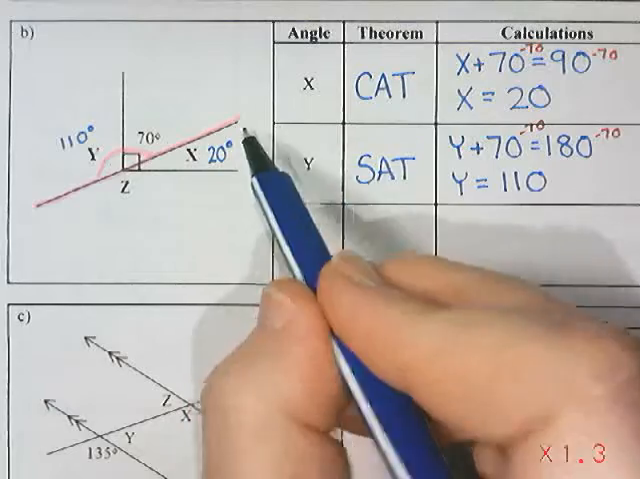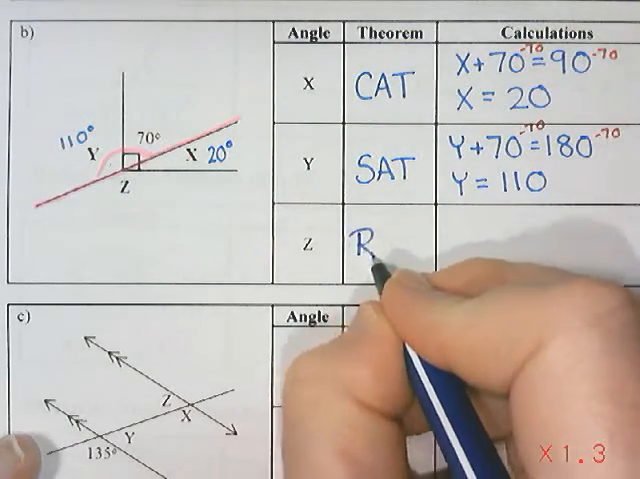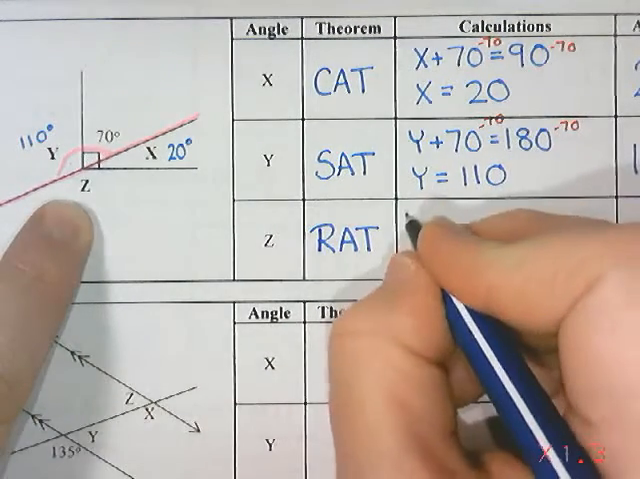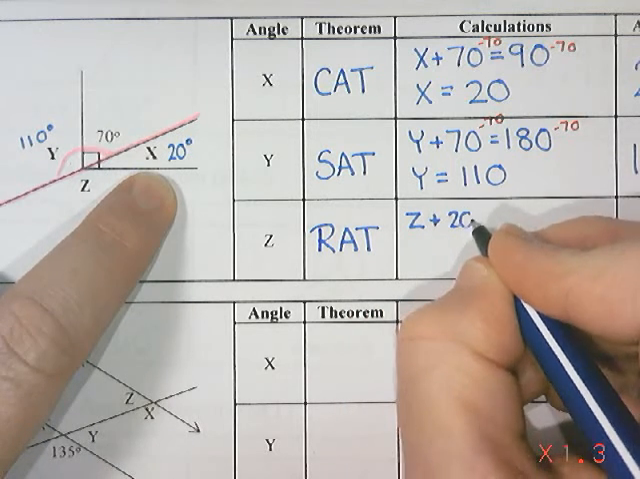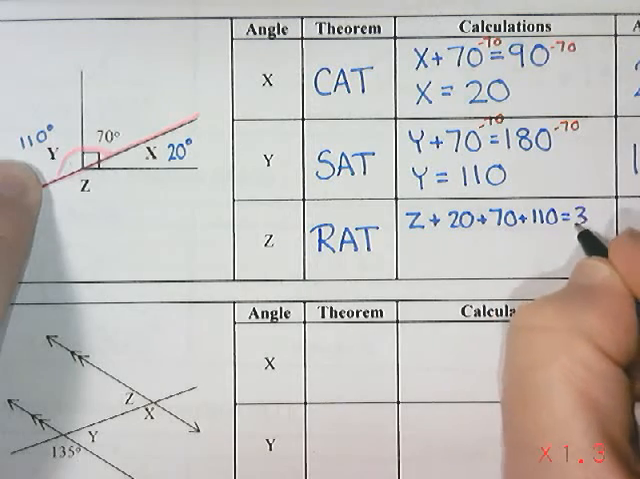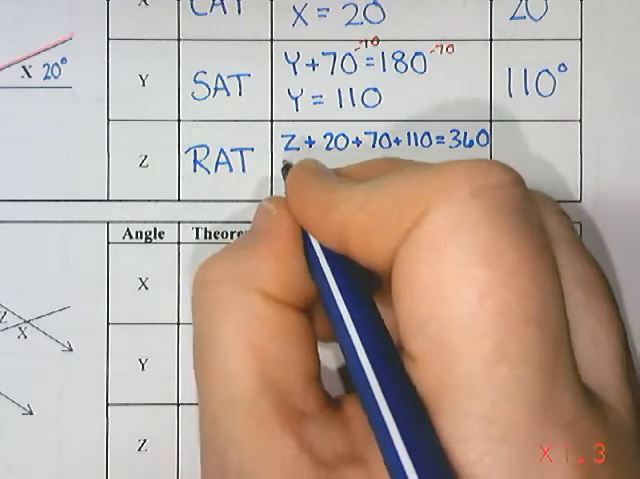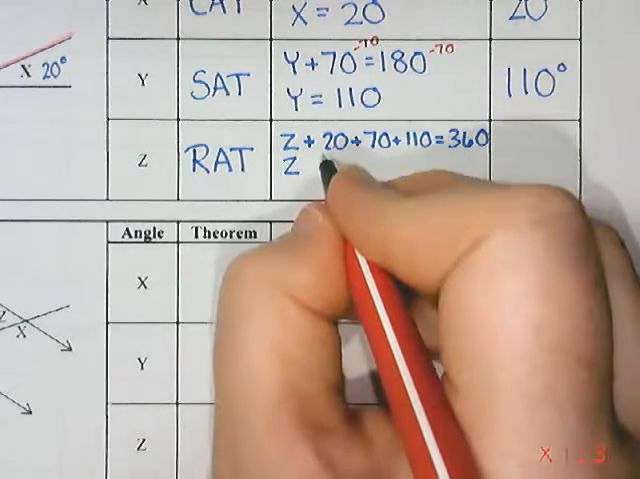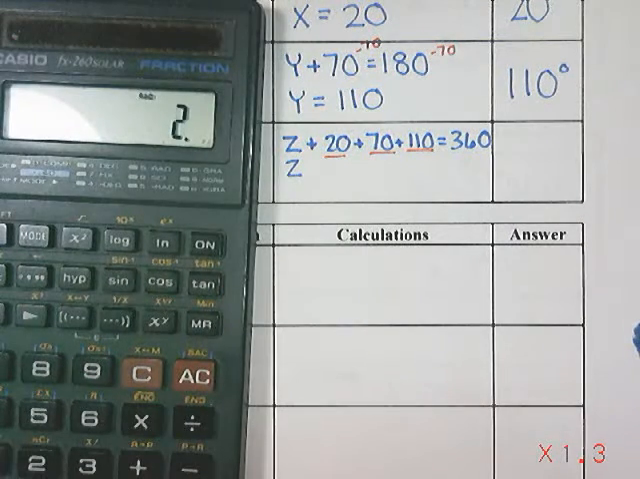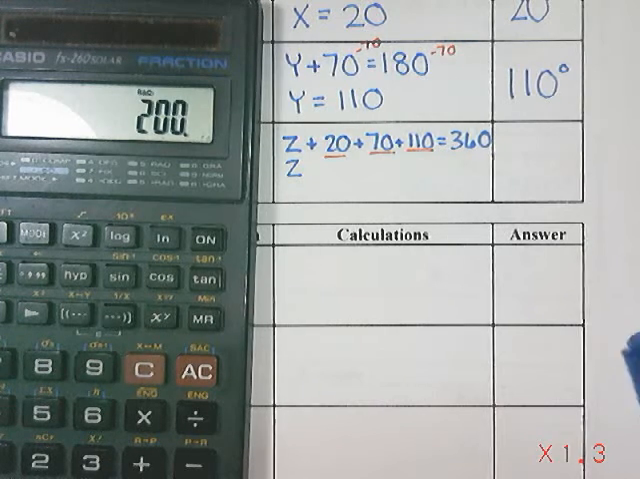So we could do the straight line, but I think just to mix it up, I would like to do the full circle. So I'm going to use my reflex angle theorem, otherwise known as RAT. And I'm going to say that if I take Z and I add 20, 70, and 110, it should equal 360 degrees. It was tricky to fit all of that in there. All right, I'm going to start by collecting my like terms of 20, 70, and 110. I'm going to add all of those together. So 20 plus 70 plus 110 gives me 200 degrees.